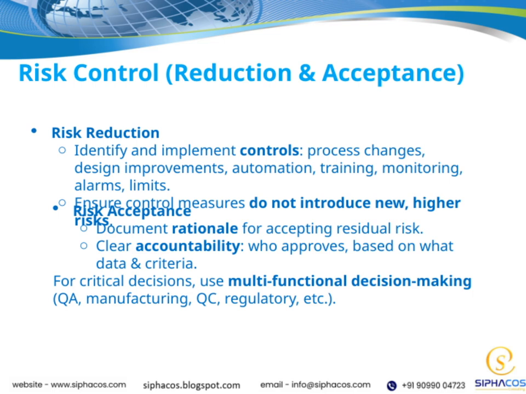Moving on to risk reduction, this involves identifying and implementing controls. These controls can include process changes, design improvements, automation, training, and ongoing monitoring with alarms and limits. The key here is to make sure that the controls we put in place don't introduce new risks that could be even more problematic. Finally, combining risk control through reduction and acceptance is about balancing these approaches to manage risk effectively. It's a continuous process, making sure that our controls are appropriate, effective, and don't inadvertently create new issues. This integrated approach helps us maintain safety and quality throughout the process.